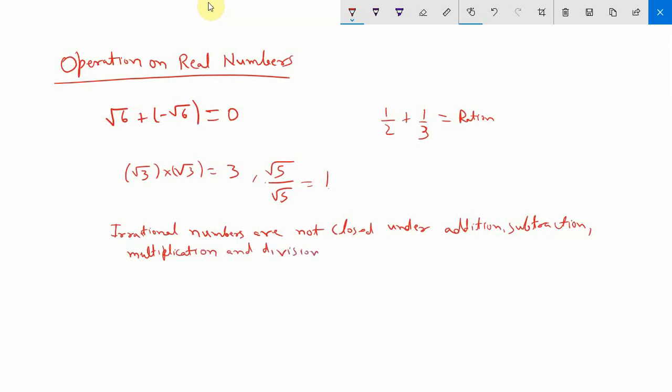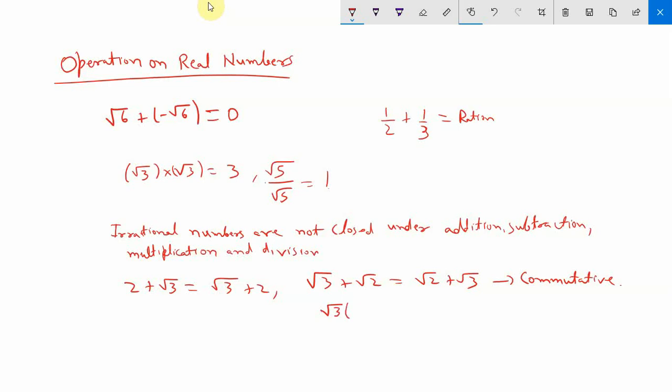However, if we see commutative, associative, and distributive laws, 2 plus root 3 will be the same as root 3 plus 2. And if we take two irrational numbers, root 3 plus root 2 can also be written as root 2 plus root 3. So this is the commutative property. Okay, so for irrational numbers the commutative property is applicable.